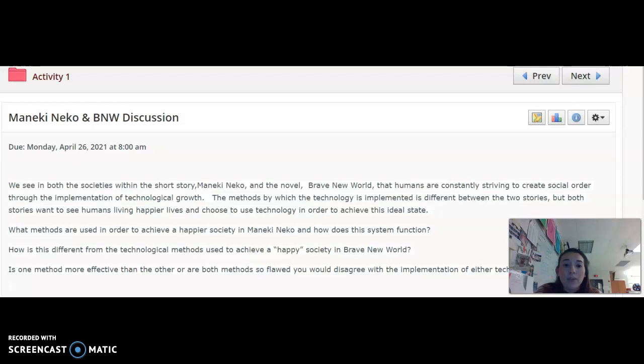What methods are used in order to achieve a happier society in Maneki Neko, and how does this system function? How is it different from technological methods used to achieve a happy society in Brave New World? Is one method more effective than the other, or are both methods so flawed that you would disagree with the implementation of either technique?